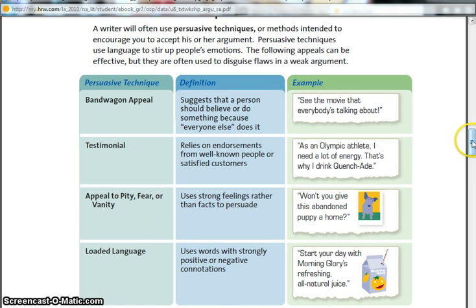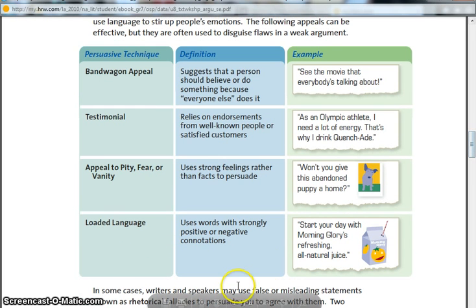Another persuasive technique is loaded language. This uses words with strongly positive or negative connotations. And here's an example. Start your day with Morning Glory's refreshing all-natural juice. Well, first of all, there's some loaded language just in the title. It's called Morning Glory. So that use of the word glory is a loaded word. It has a strong positive connotation. It's very refreshing. That word also has a positive connotation, as does the words all natural.